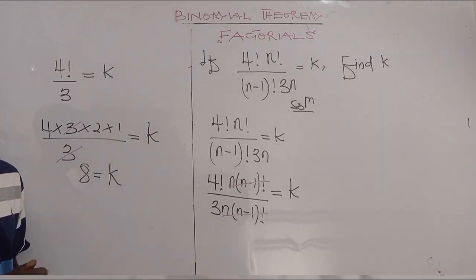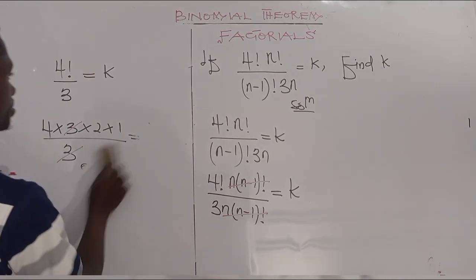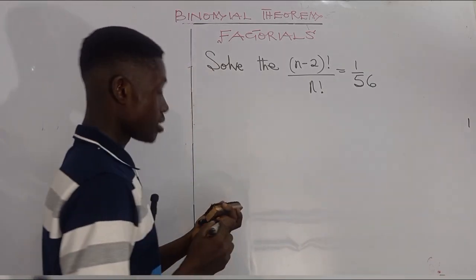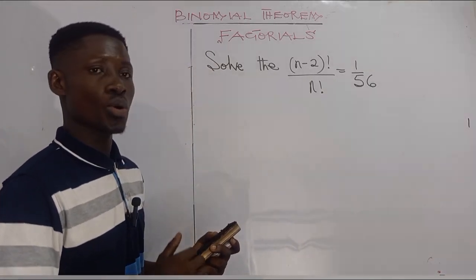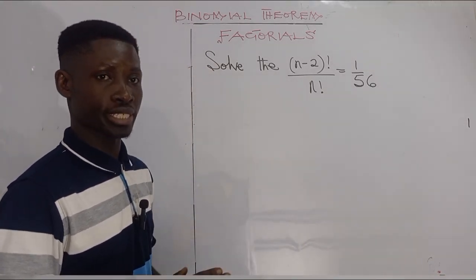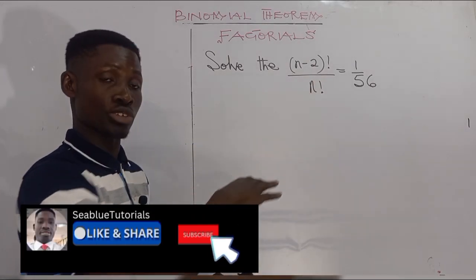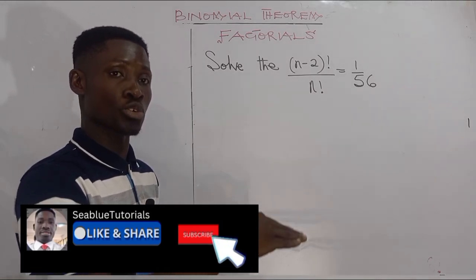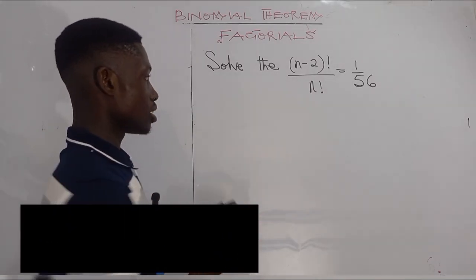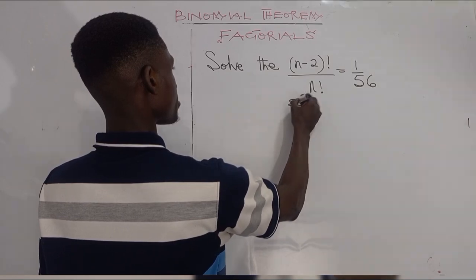Let's take our next example. So we have our second example. We have to solve this equation. But you realize that we have factorial in this particular equation, so we have to eliminate the factorial from the equation. So we have our solution.